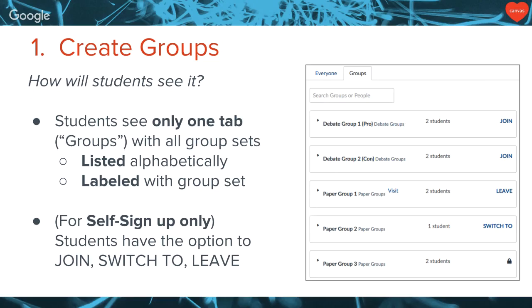And if it's a self-sign-up group, then they have the option to join or leave or switch to a different group. If it's not self-sign-up, then these groups will still be listed, but they'll know which group they're part of by seeing the Visit tab here, which will tell them that they're part of this group, and then they can go visit that specific group space if you're leveraging that.